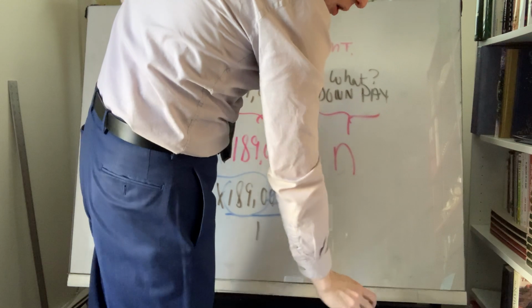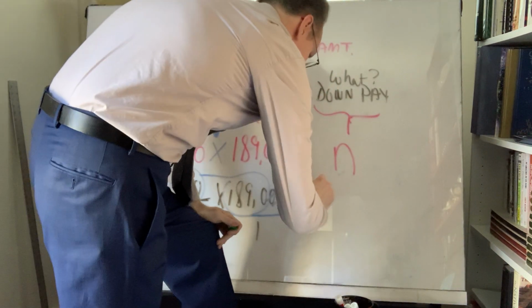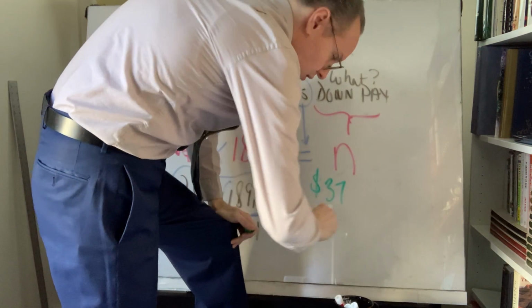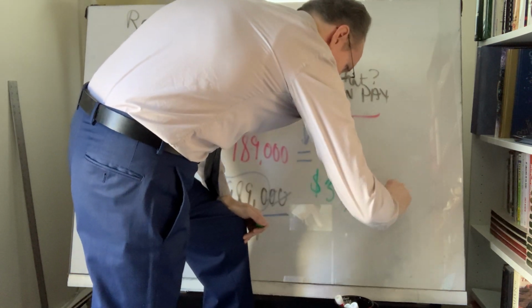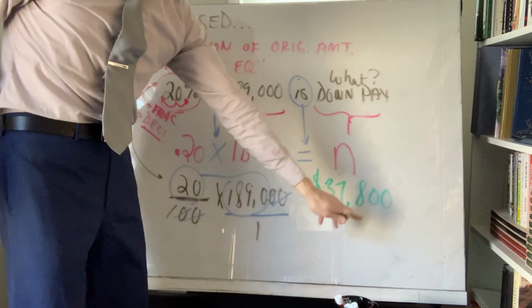All right, anyhow, what do you get as an answer? You get $37,800, which sounds about right for a down payment on a house. Not that I have a house, I have an apartment, but nonetheless. $37,800.